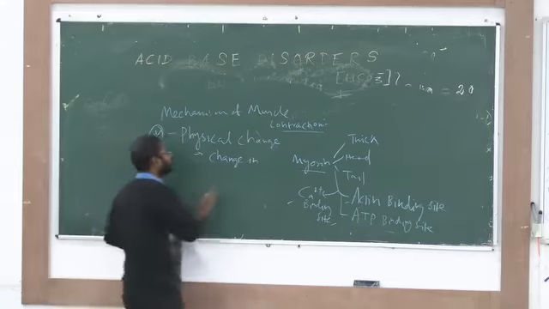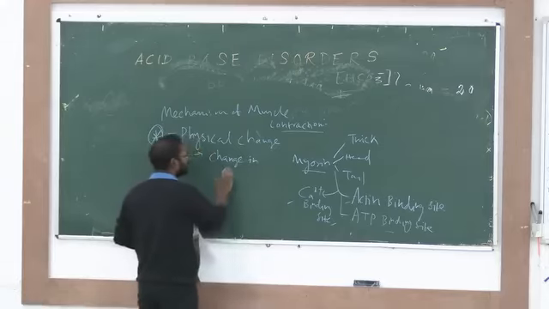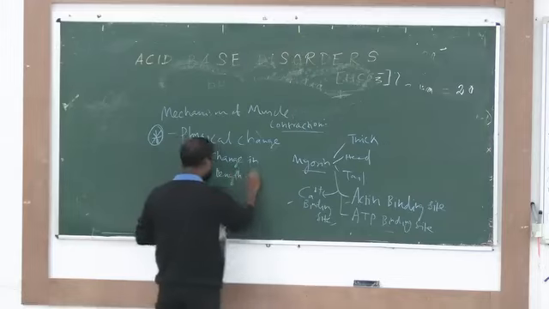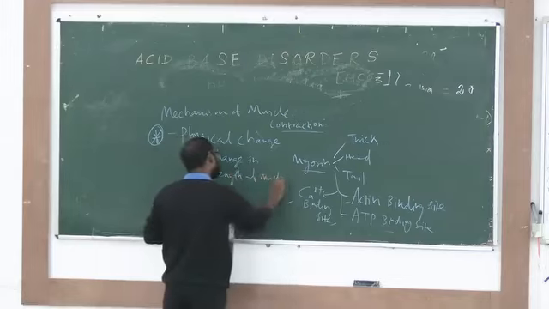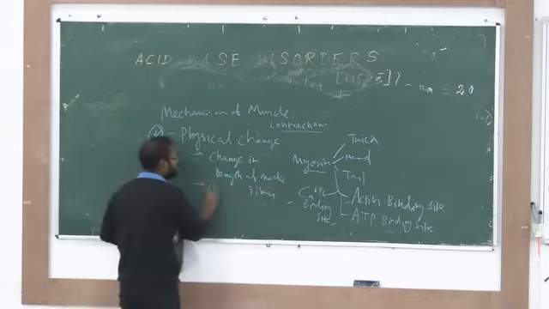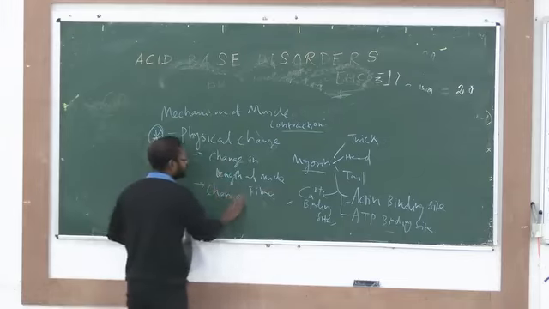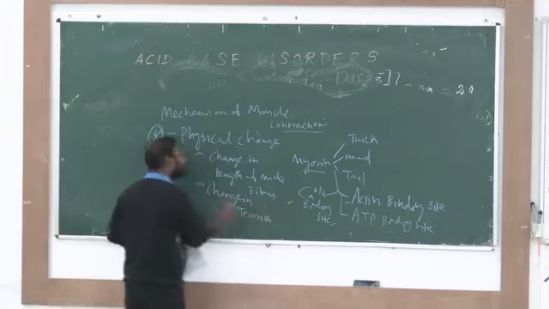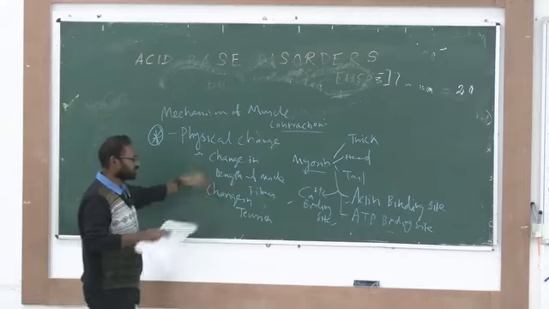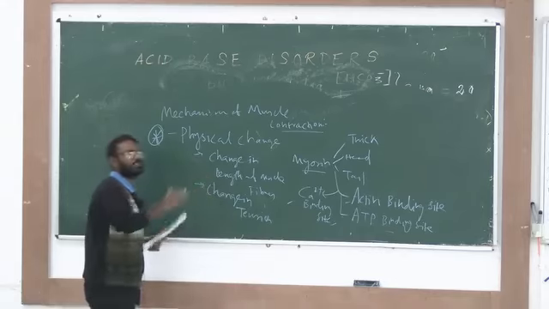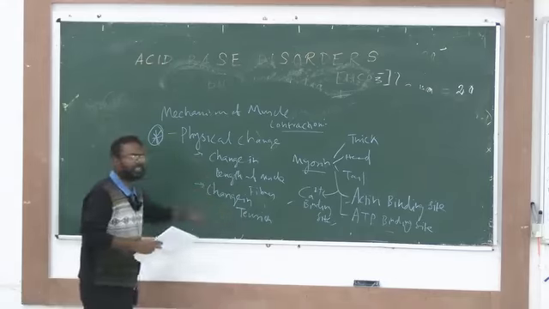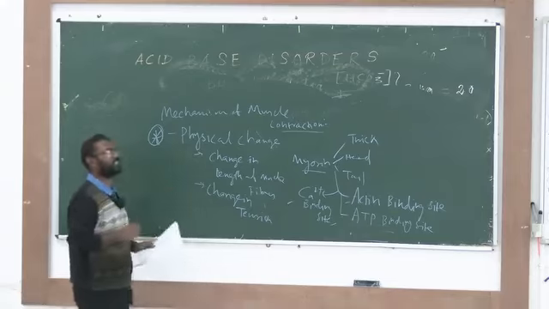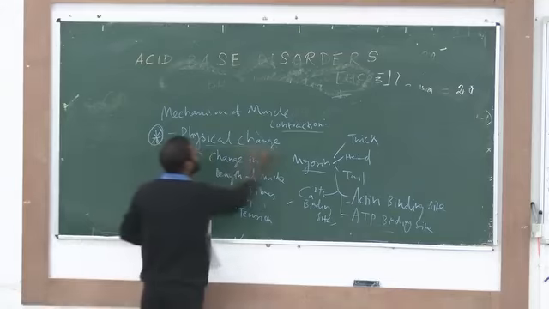So change in length of muscle fibers and also change in tension. At first they were not attached with each other. Whenever two different structures are getting attached with each other, there will definitely be change in tension. So these are the physical changes you can see in muscle contraction.